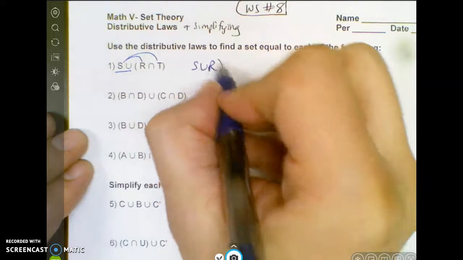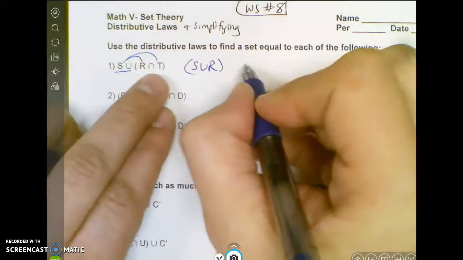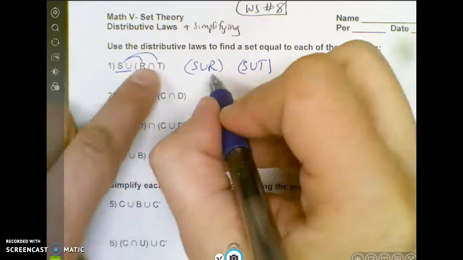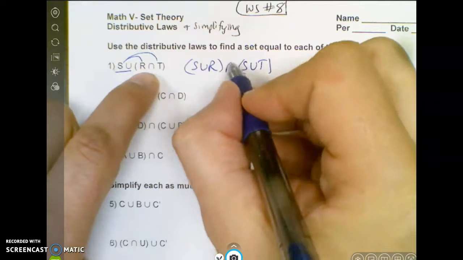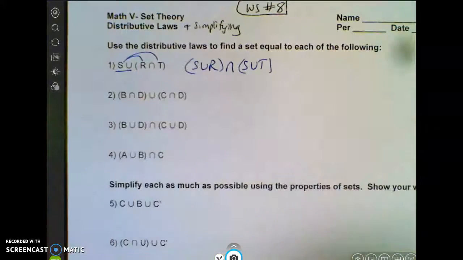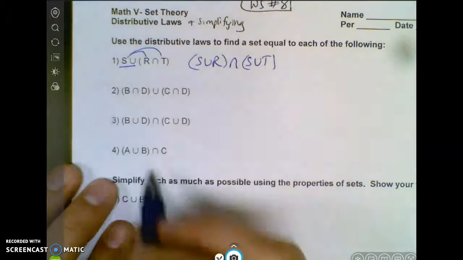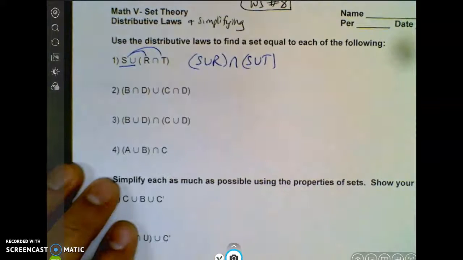S union R, and I'll have an S union T, and in the middle is this intersect. It's kind of like if there was a plus sign and you were doing multiplication distribution, that would work. It doesn't matter if it's the front or the back, so number 4 should use pretty similar.